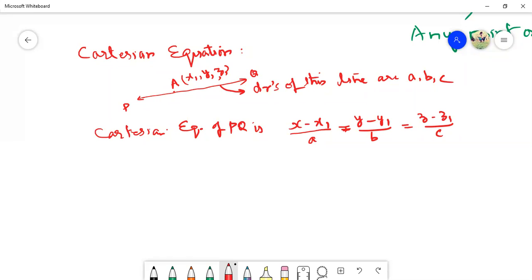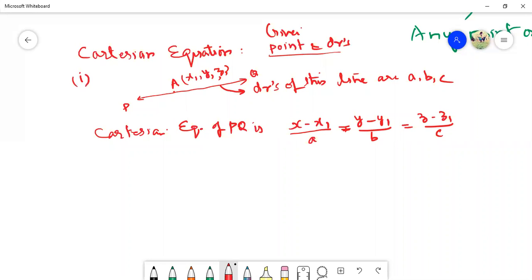First of all, this is the first condition, when a line is passing through a point and having DRs. Point and DRs, what is given? Passing through a point and DRs are given. Then how to write this equation?